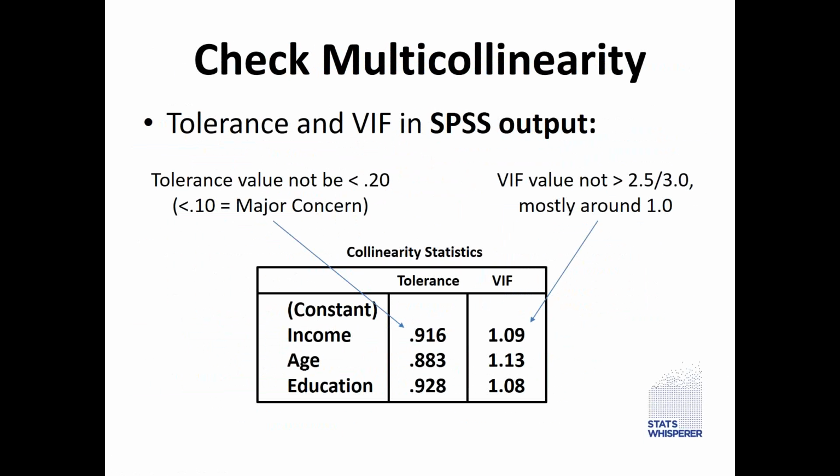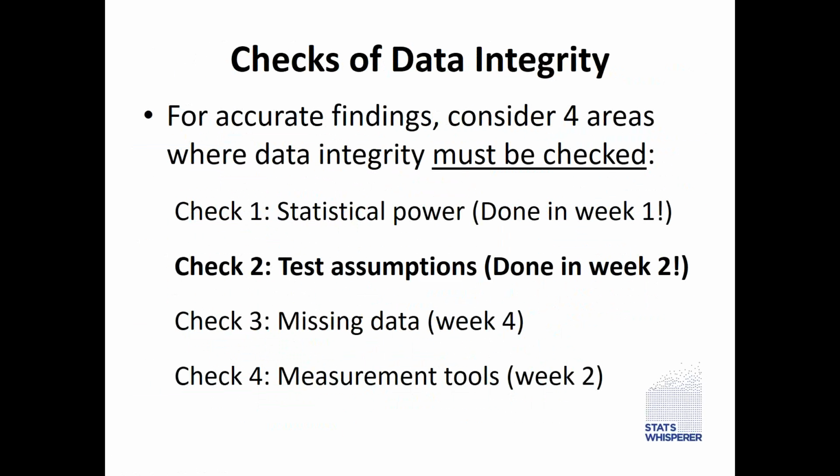But the tolerance should not be below, say, 0.20, and hopefully it'll be higher than that, and the VIF, the variance inflation factor, should be around 1. So when it starts getting up to 2 and 3, that's worrisome. But preferably they're all around 1. That means there's no multicollinearity between predictors. All right, so that's our test assumptions.